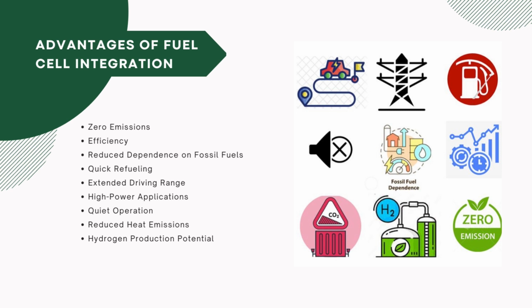Fourth, we have quick refueling. Fuel cell vehicles can be refueled quickly, similar to conventional vehicles. Hydrogen refueling stations can fill a tank in a matter of minutes, which is faster than charging an electric vehicle, offering convenience to drivers. Fifth, we have extended driving range. Fuel cell vehicles often have longer driving range compared to battery electric vehicles. This makes them suitable for applications where long distances between refueling are necessary, such as certain types of commercial vehicles.